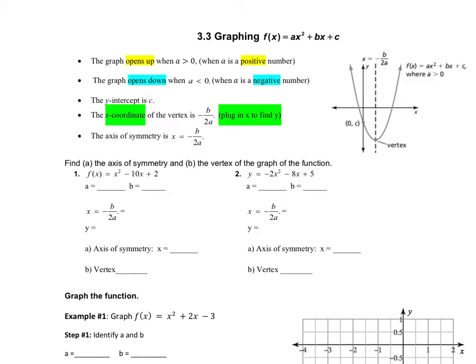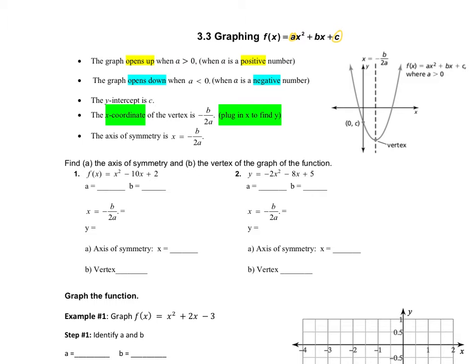3.3, graphing f of x equals ax squared plus bx plus c. In this function, a determines whether the graph is opening up or down. If a is positive, your graph is opening up. If a is negative, your graph opens down. Also in this function, c is your y-intercept. That is where the graph crosses the y-axis.